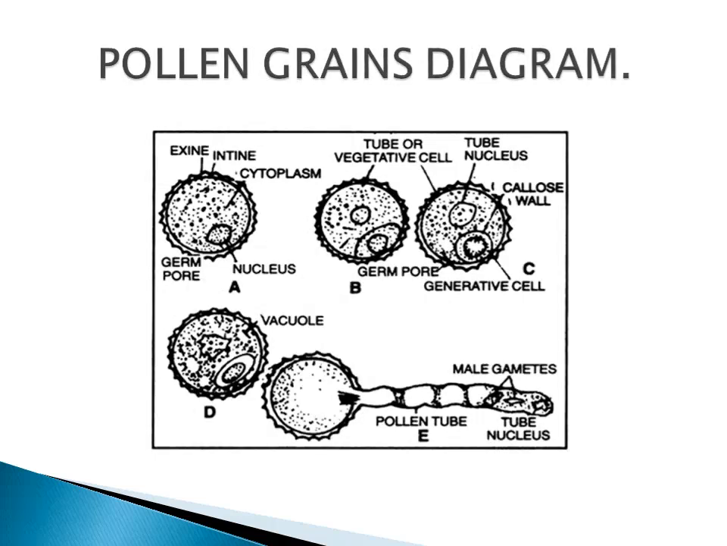So here you can see the structure of the pollen grain. The ornamental exine is thick, and then the thin smooth membrane of intine is present. Inside that, the cytoplasm and nucleus are present, and it has a germ pore. Through that, the pollen tube has to grow inside the stigma.